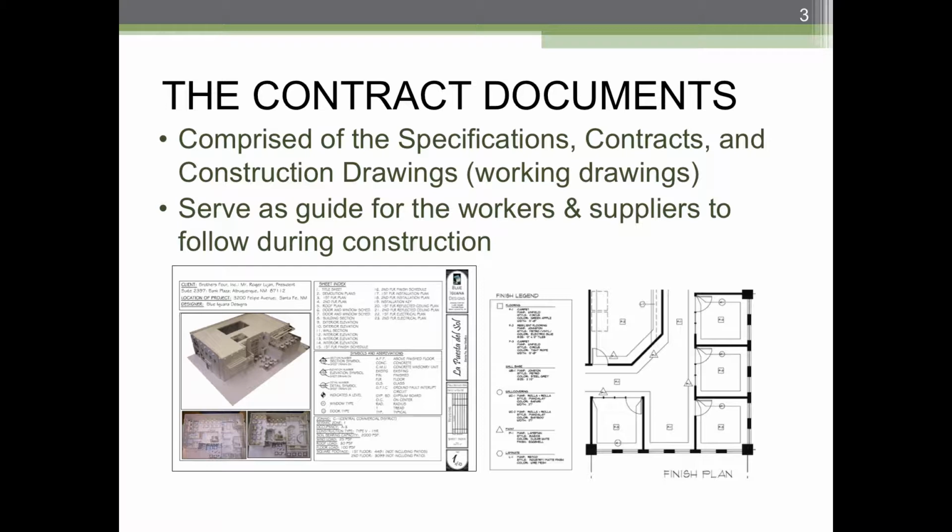First of all, contract documents, as I mentioned earlier in the first class, are comprised of several different things, all specified in your contract. Typically they include specifications and construction drawings. Okay, so drawings and specifications. That's basically the recipe for how people are going to build your project.